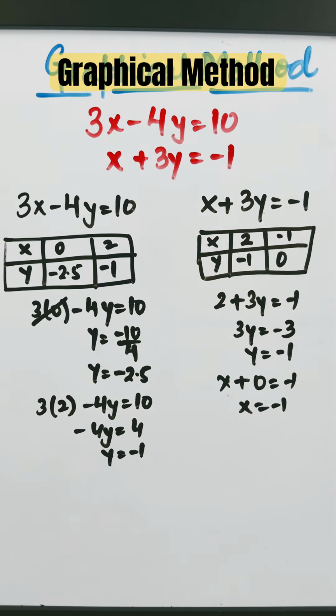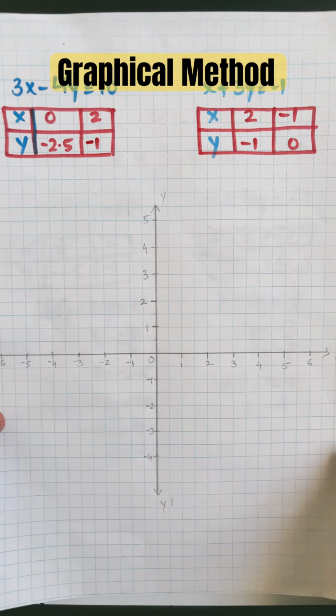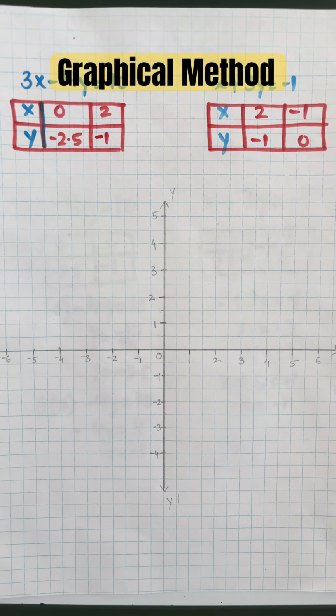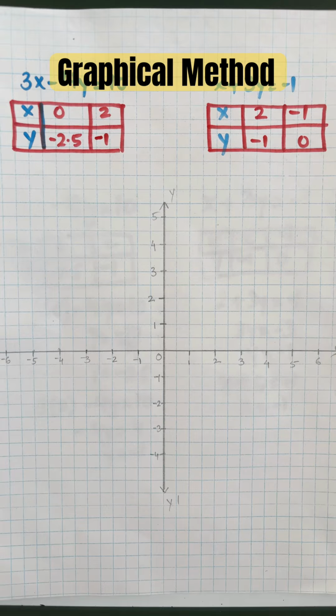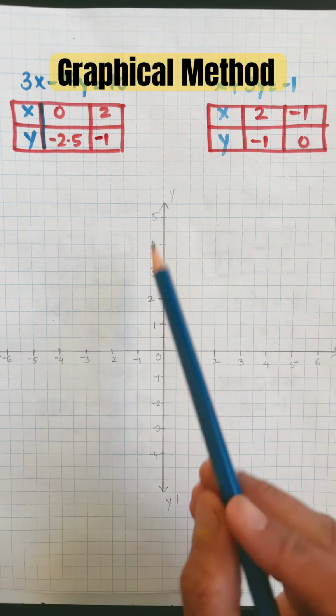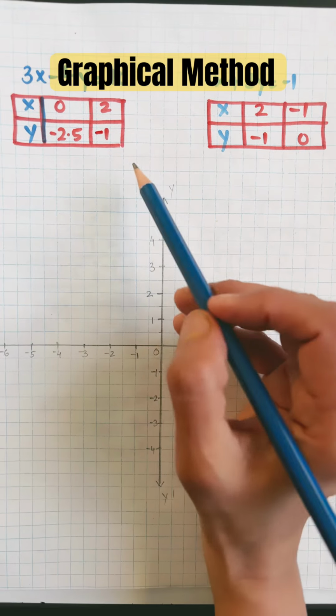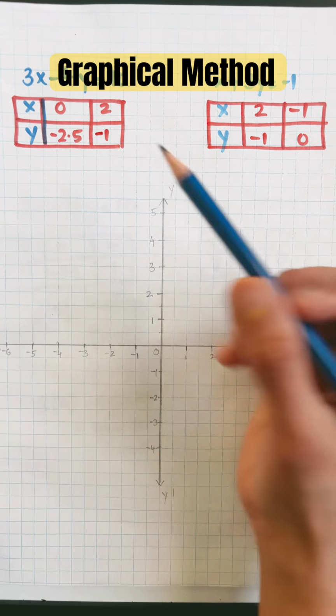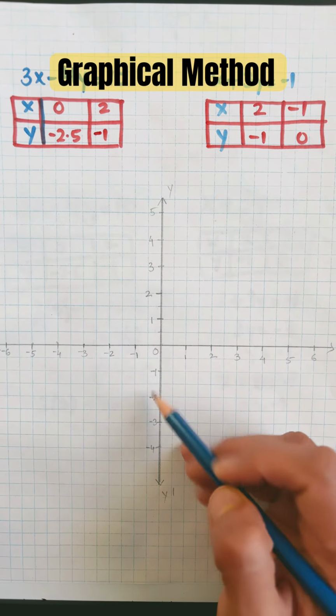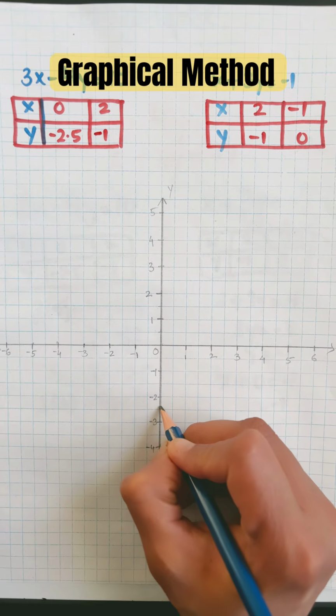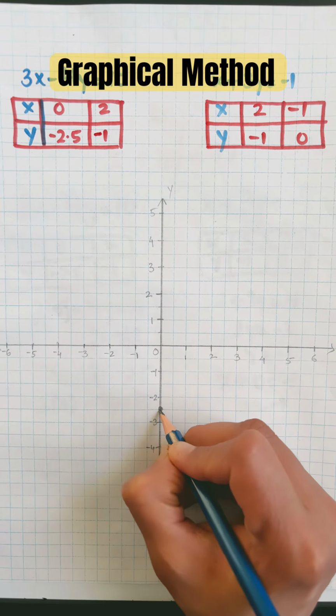Now, let's draw the graph for this table of values. These are my table of values and this is my x-axis. This is my y-axis. The values are already drawn on the axis. So let's put these points. So when x is 0, y is minus 2.5. So this is my first point.